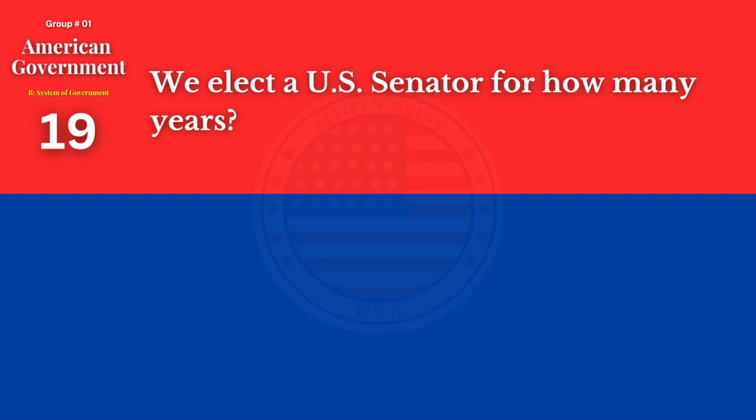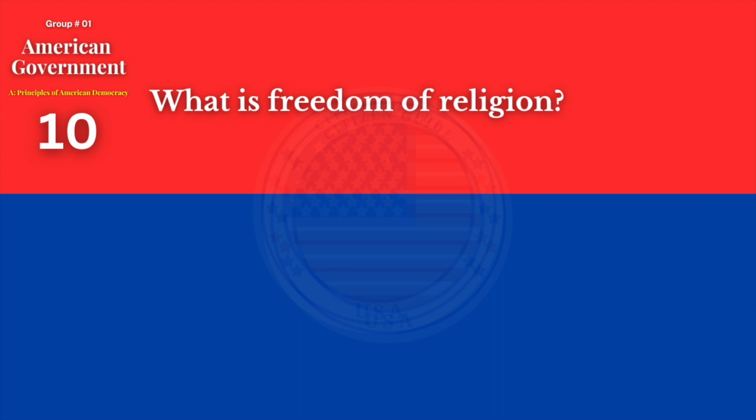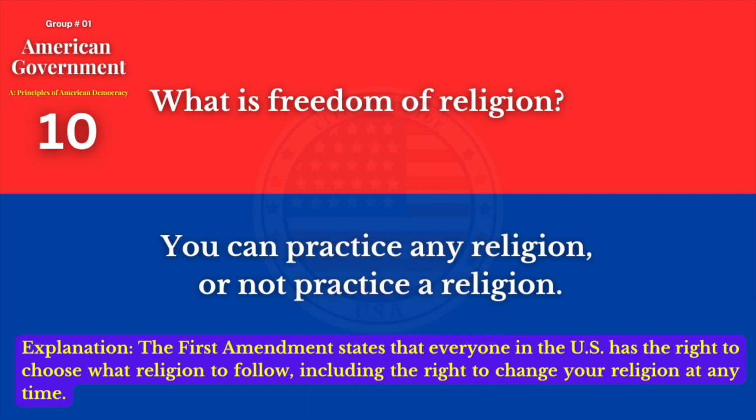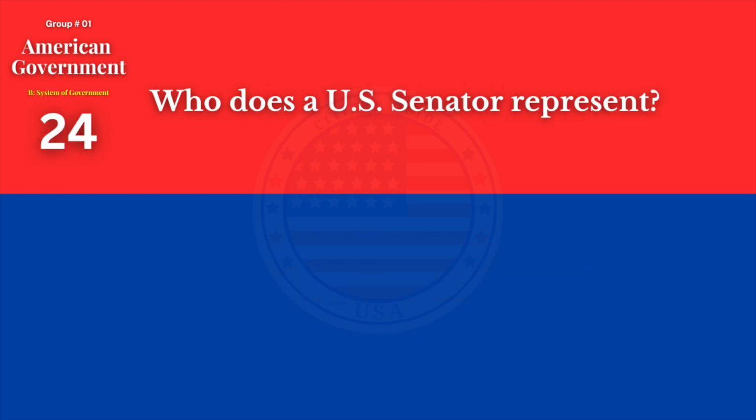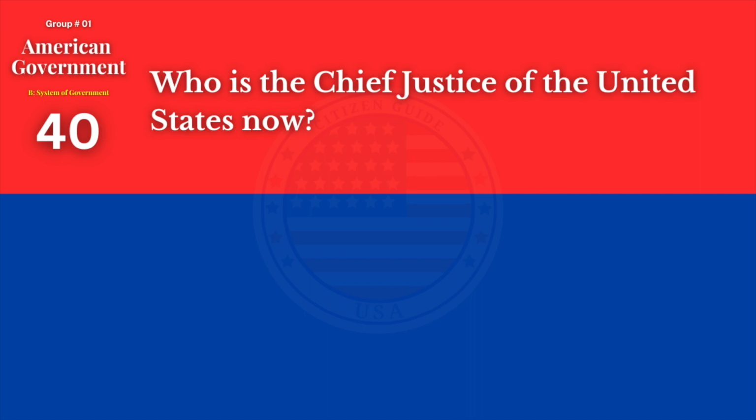We elect a U.S. Senator for how many years? 6. What is freedom of religion? You can practice any religion or not practice a religion. Who does a U.S. Senator represent? All people of the state. Who is the Chief Justice of the United States now? John Roberts.